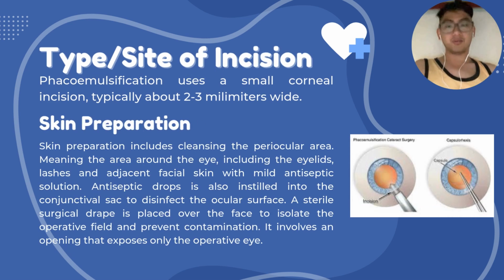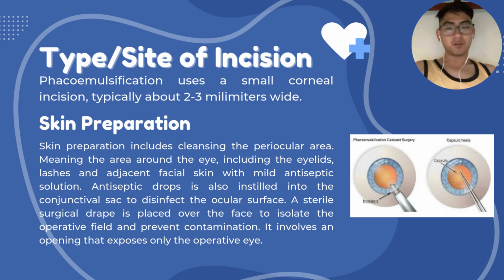Next is the type and site of the incision. Phacoemulsification uses a small corneal incision, typically about 2 to 3 millimeters wide. Here in the picture, you can see how small the incision is and where the probe will be inserted.